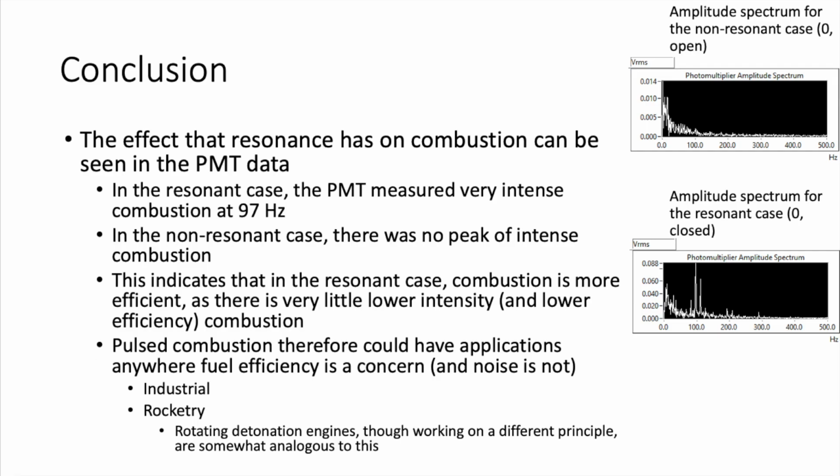For our conclusion, we'll return to the idea that pulsed combustion can lead to more intense and therefore more efficient combustion. This can be seen clearly in the photomultiplier data. In the resonant case, the photomultiplier measured very intense, and therefore very efficient, combustion at 97 Hz. In the non-resonant case, there was no peak of intense combustion. This indicates that in the resonant case, combustion is more efficient, as there is very little of that lower intensity, lower efficiency combustion that is present in the non-resonant case.